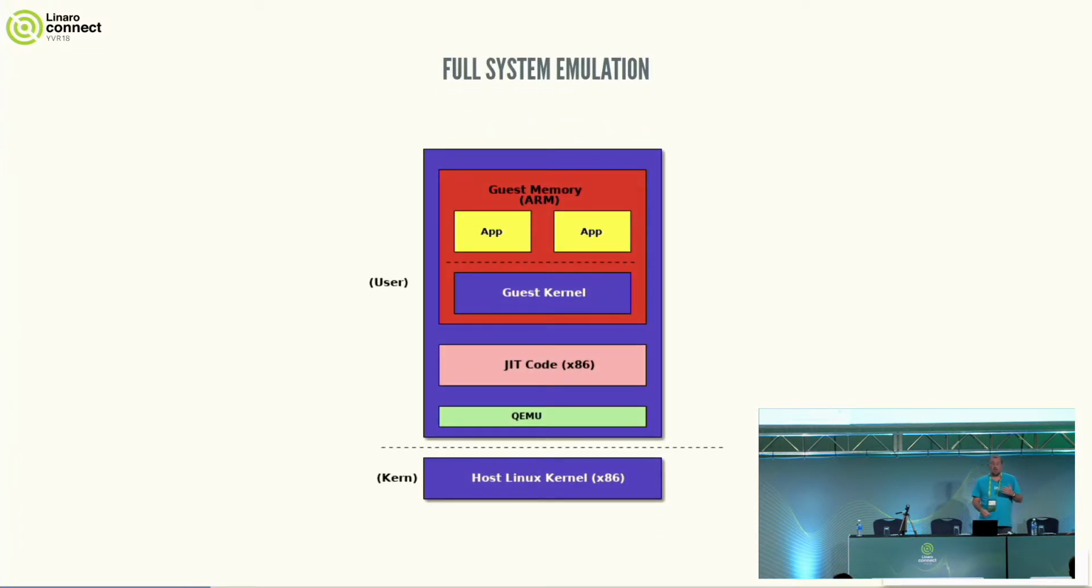The next mode that you can run QEMU in is what's known as full system emulation. So here we're emulating a whole machine, including hardware with peripherals, and then you're running in that machine a guest kernel, and the guest kernel has its own user space applications. This is generally quite a lot slower than running in user mode because we also have to make sure that we're emulating things like the MMU properly.